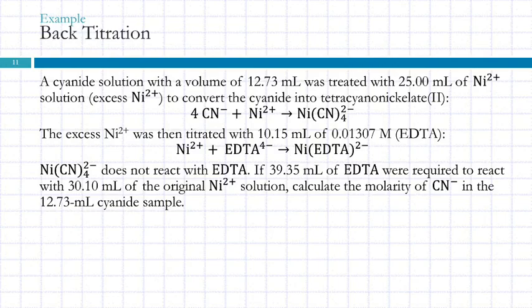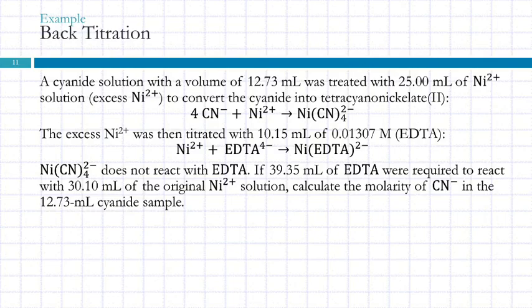So a cyanide solution with a volume of 12.73 milliliters was titrated with 25 milliliters of nickel solution, that's excess nickel, to convert the cyanide into tetracyanonickelate 2. So that's that reaction. 4 cyanide ions combined with a nickel ion to make this complex ion. The excess nickel was then titrated with 10.15 milliliters of 0.01307 molar EDTA, ethylene diamine tetraacetic acid.